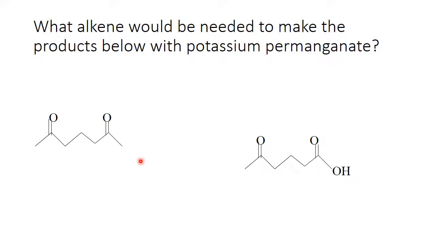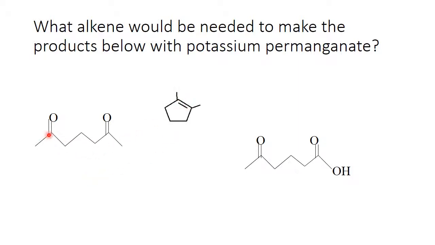What alkenes would be needed to form these two products from potassium permanganate? Okay, it's very easy to do this one. This one is just 2 ketones, so you know that this was one side of a double bond and this was another side of a double bond. So cut off the oxygens and stick the 2 halves of the double bond together and you get this.